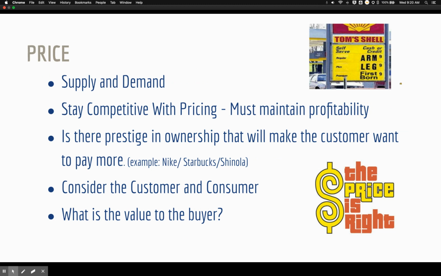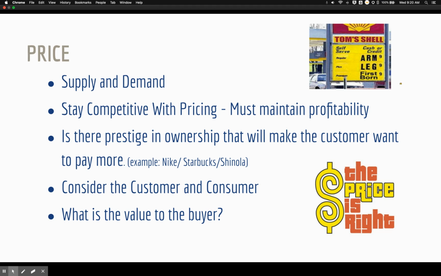All right, price. Now, the price of a product not only says a lot about the product itself, but it also says a lot about the perceived value for the buyer, for the consumer. Pricing a lot of times comes down to supply and demand. Gas prices are an example that are directly tied to the economics of supply and demand. But from a pricing perspective, businesses need to stay competitive, but they also must maintain profitability. While yes, it'd be great if everybody was fighting for the lowest price possible, there's risk associated with that, in that the business may not be able to maintain profitability.